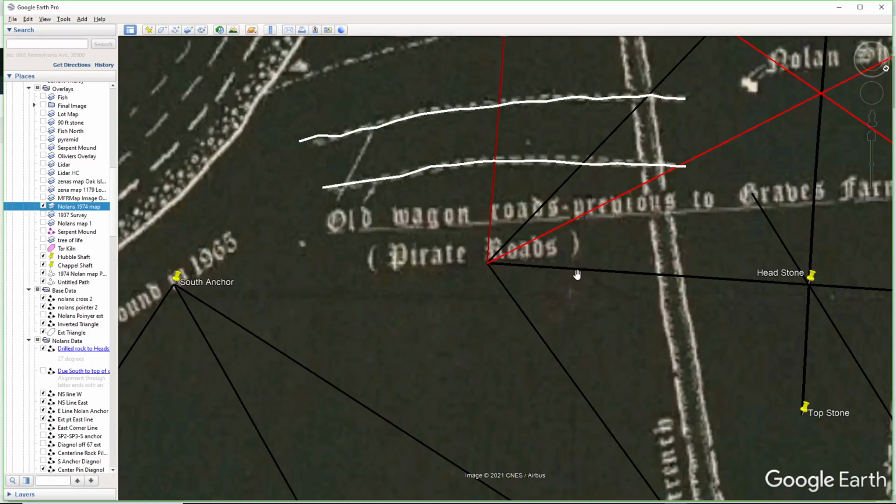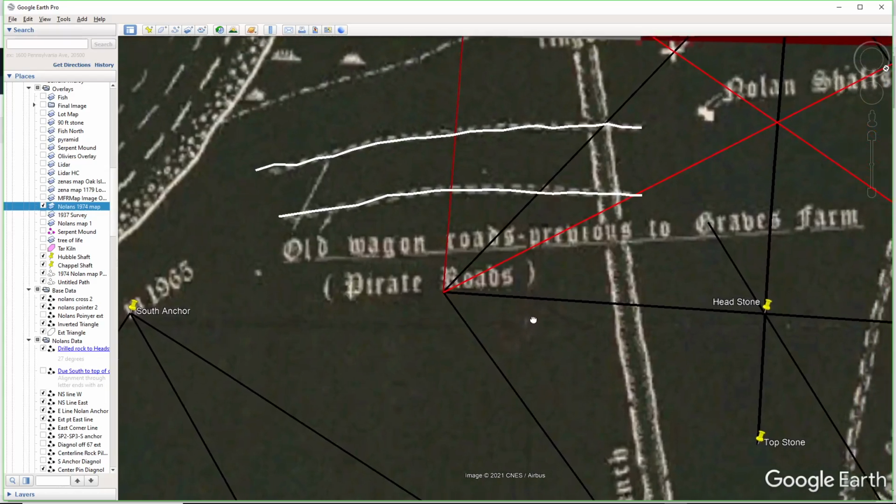Today I'm going to talk a little bit about the Curse of Oak Island TV show, and we're going to take a little look around a 1974 novelty map made by Fred Nolan. So this was made 47 years ago, prior to his discovery of Nolan's cross. And if you can see on the screen right here, I have already our first subject.